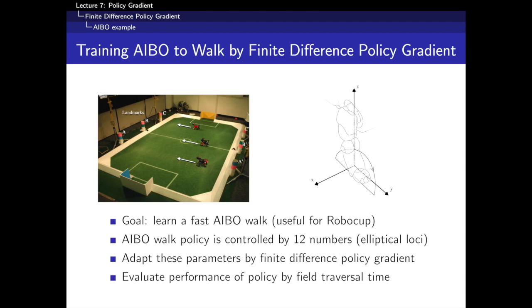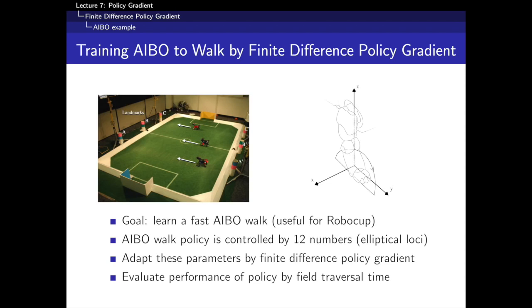It became an interesting machine learning challenge to make the IBO gate more efficient and make it run faster. And so the IBO gate is basically controlled by 12 different real numbers, which are sort of shown in this diagram here. It doesn't really matter what they are. But the goal is to adapt these parameters now.